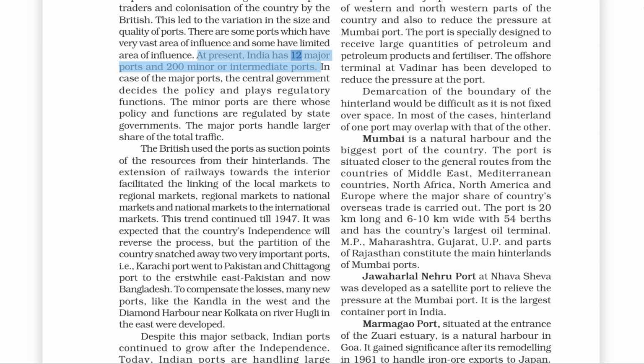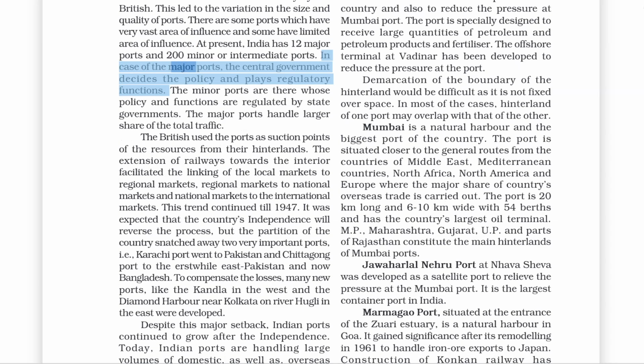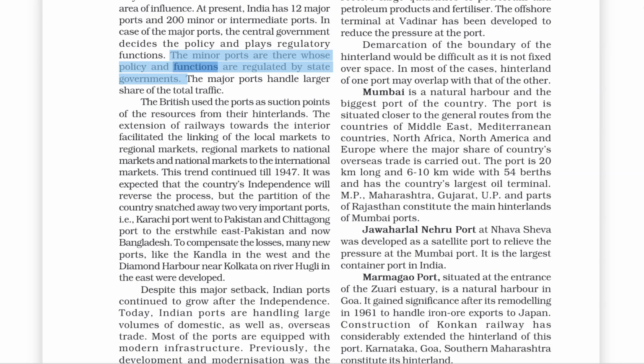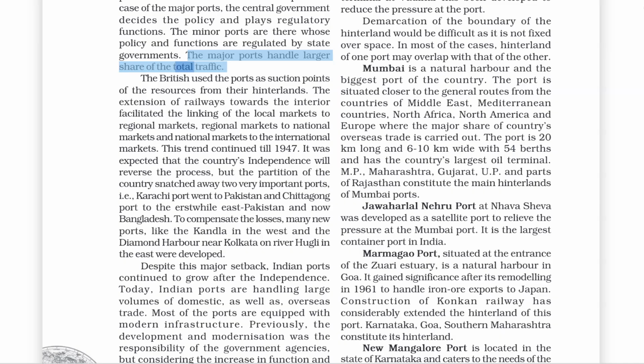At present, India has 12 major ports and 200 minor or intermediate ports. In case of the major ports, the central government decides the policy and plays regulatory functions. The minor ports are those whose policy and functions are regulated by state governments. The major ports handle a larger share of the total traffic.